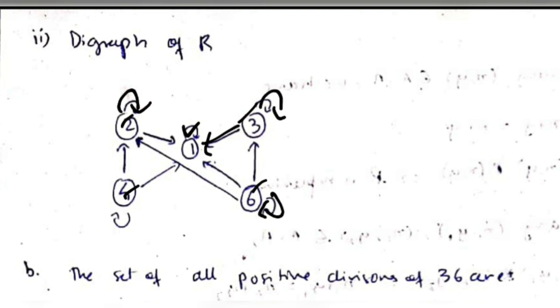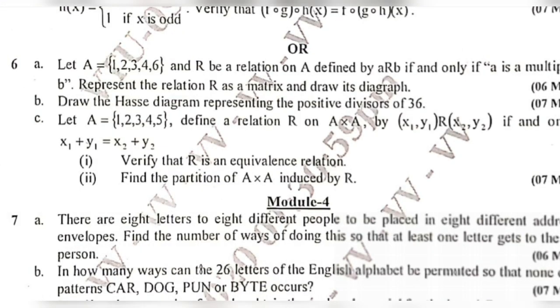Okay, and each element has a self loop also. Self loop means, if the self loop of 6 represents 6 comma 6, 6 comma 6 belongs to R, so it will be shown by a self loop. The next question is to draw the Hasse diagram representing the positive divisors of 36.